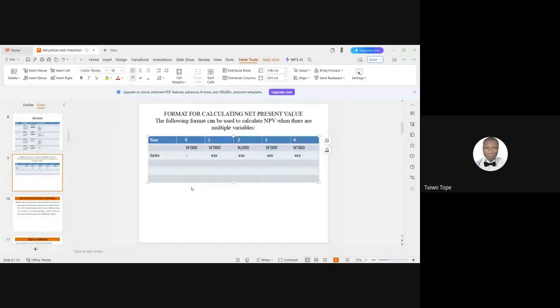Also, the issue of sunk costs, which we all know, these are past costs that have already been incurred. So they are historical costs which have no impact in making future investment decisions. We all know that some of these costs are development costs, market research costs, and so on and so forth. So let's quickly run through this format.